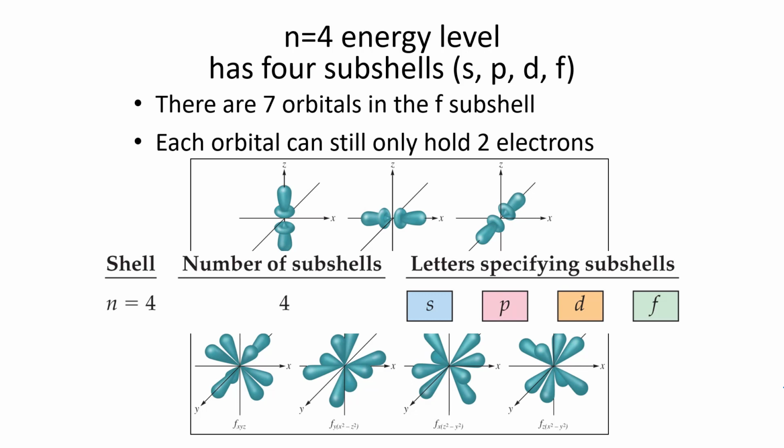S, P, D, and F are their names. S holds one orbital holding 2 electrons. The P is 3 orbitals holding 2 electrons each for a total of 6 electrons. The D, there are 5 orbitals, each holding 2 electrons, which means you have 10 electrons within the D subshell. The F has 7 orbitals with 2 electrons each, giving you 14 electrons total. So add all that up and you can tell me how many electrons are in the total our total could be contained within an n equals 4 shell.